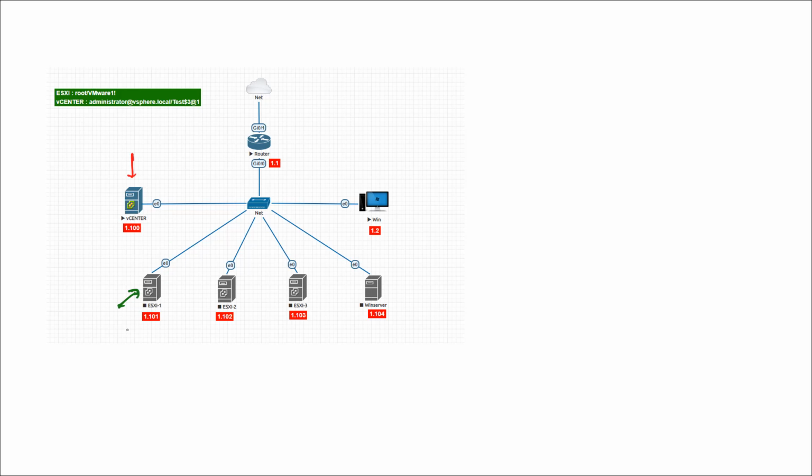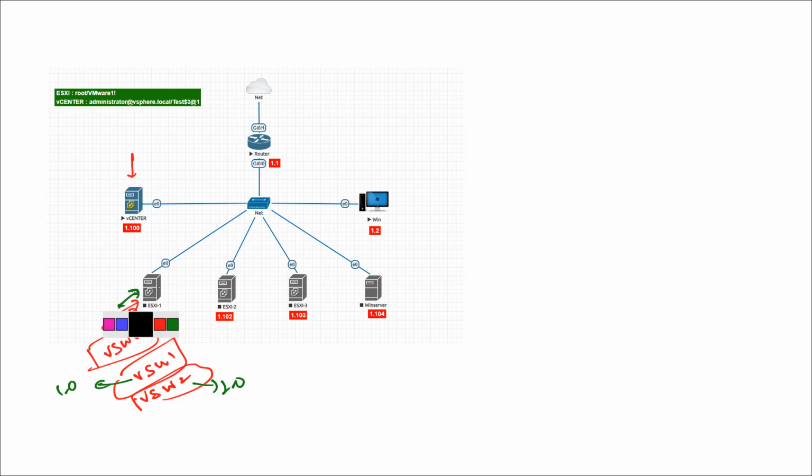And instead of having two V switches, in the last lab recording, we had two things. One is V switch 0, the default one that is already there on the ESX server. We created V switch 1 and then V switch 2. We created two V switches, and this one has the network of 1.0, and this one has a network of 2.0. But in today's class, we're going to do it differently.